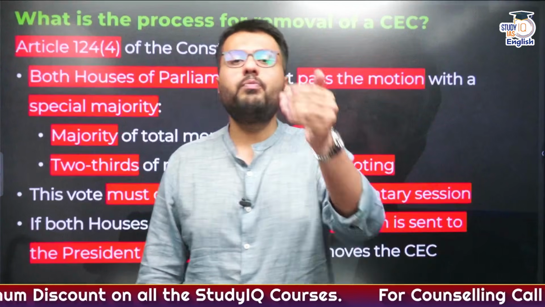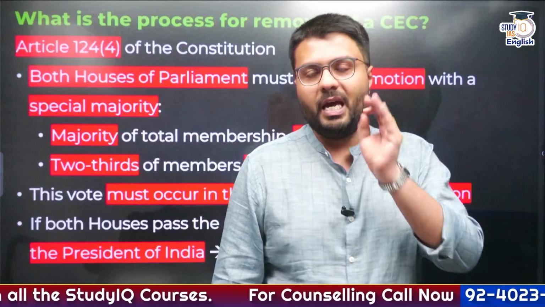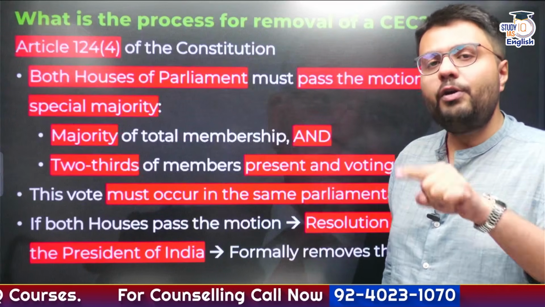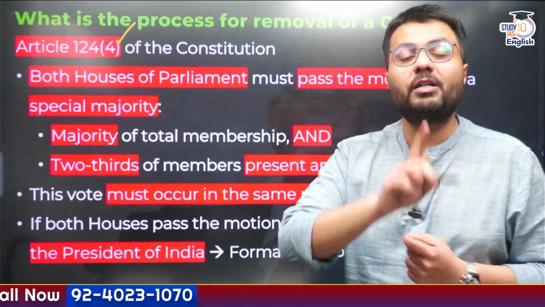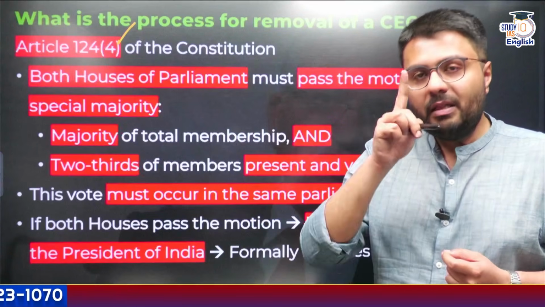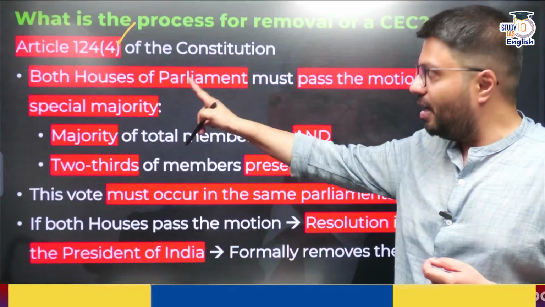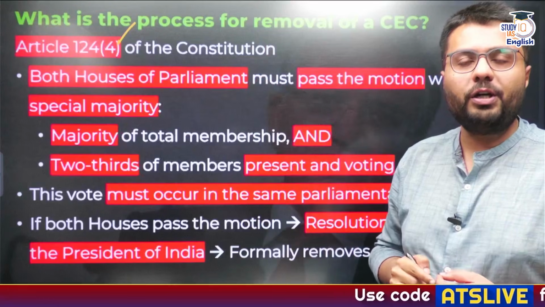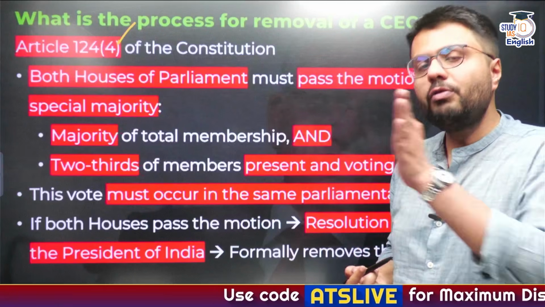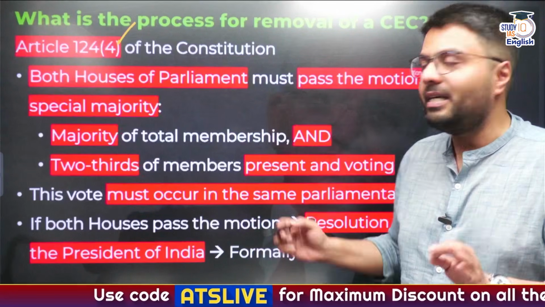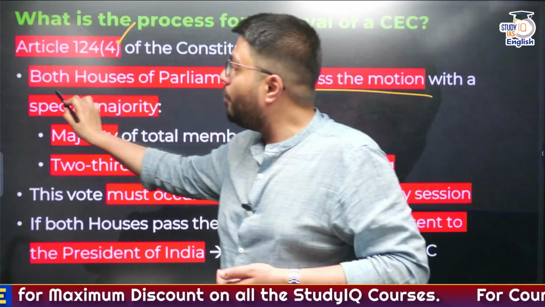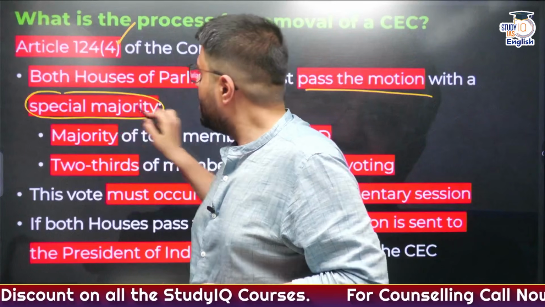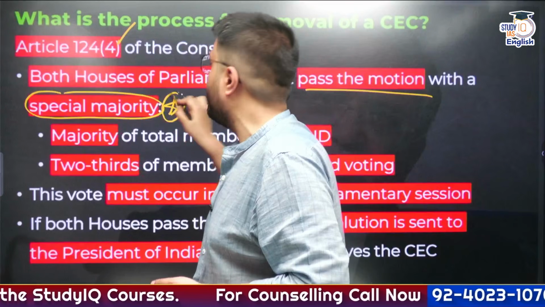Now, to pass this motion in either house of the Indian Parliament, you need to follow another procedure, and this is given in Article 124 subsection 4 of the Constitution. This article says that both houses of the Parliament independently need to pass this motion with what kind of majority? With what is known as special majority. Now, this special majority becomes very important.